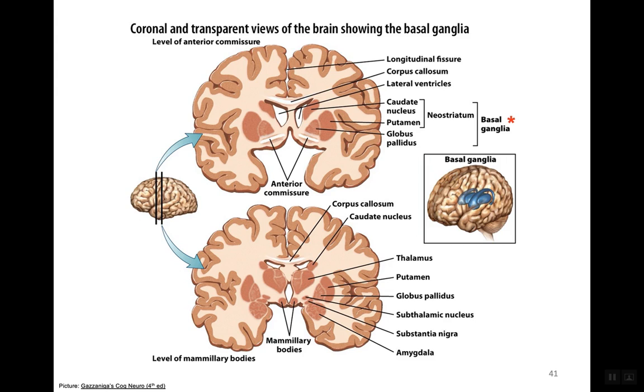Now, there are a lot more names and brain structures represented on this slide, but this is just to provide an anatomical context. It is not something that you necessarily need to study in detail or will be questioned on during the exam.